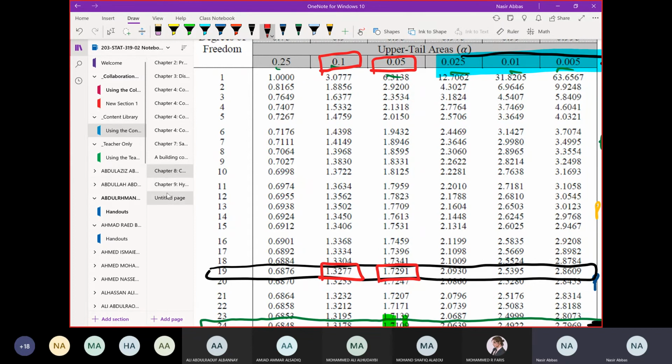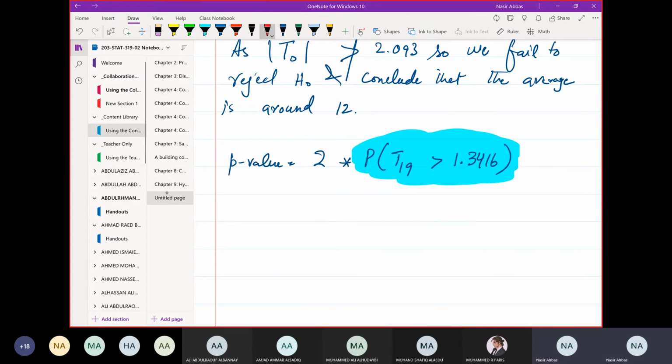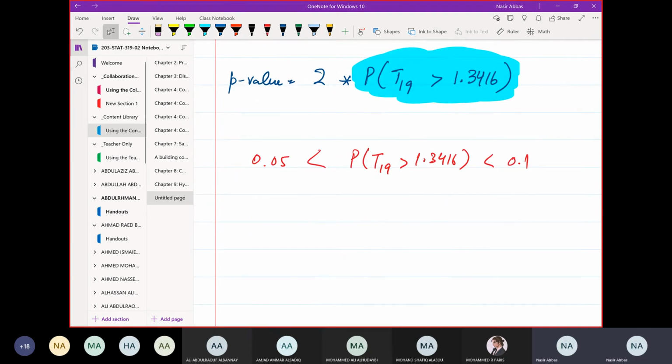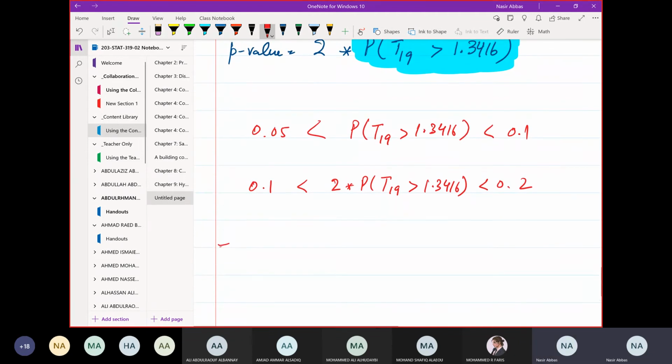So you will write this fact that the probability of T19 more than 1.3416 is between 0.05 and 0.1, but this is not the p-value. P-value is 2 times this probability. So you multiply this inequality by 2 all the way and you will get 0.1 less than 2 times probability of T19 more than 1.3416 less than 0.2. So your p-value is basically between 0.1 and 0.2. We cannot give the exact because of the limitation of the t-table.